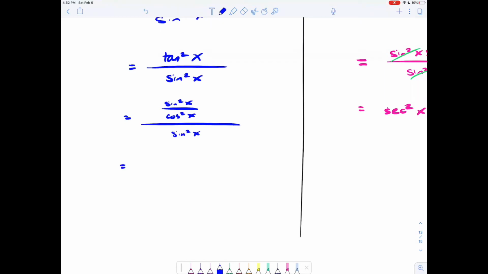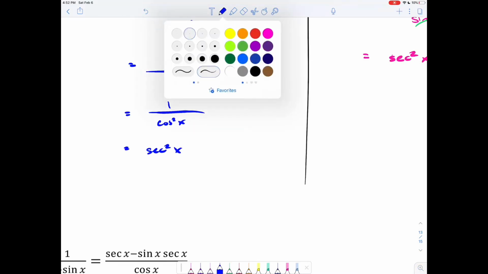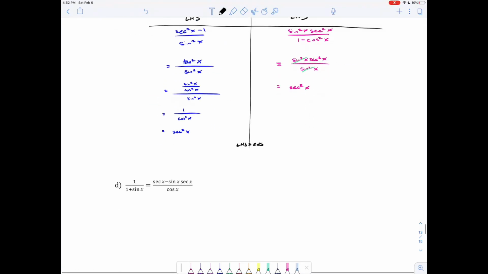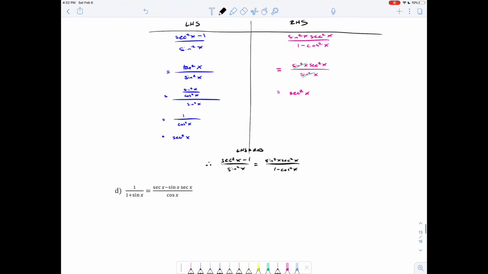Which means that I have just 1 over cos squared x. If you want to work out that complex fraction division, feel free, but that's how it works out. And 1 over cosine x is secant x, so 1 over cos squared will give me secant squared. Left side equals right side, and I can say that those two sides are then equivalent. Therefore, sec squared x minus 1 over sine squared x is equal to sine squared x sec squared x all over 1 minus cos squared x. Wicked.